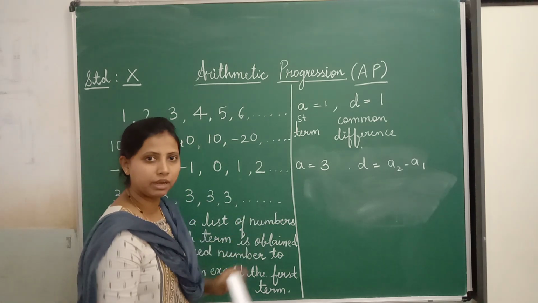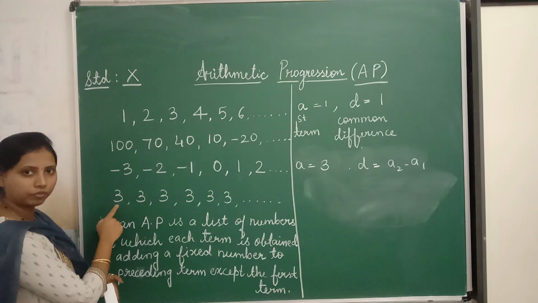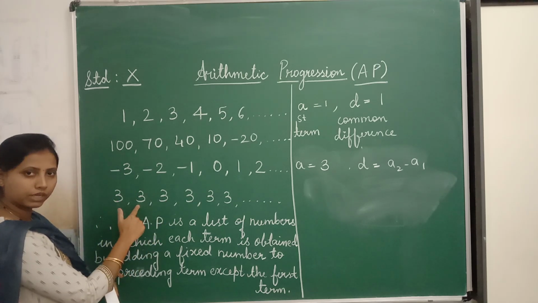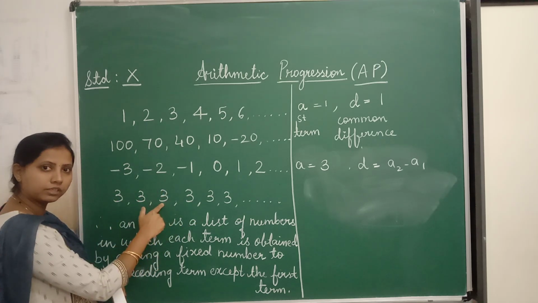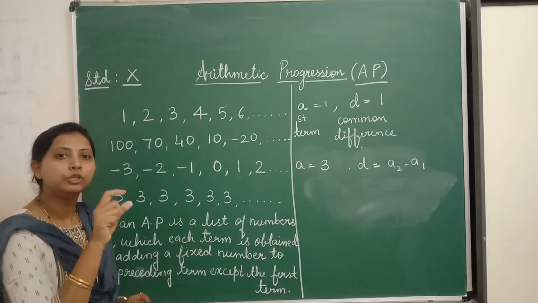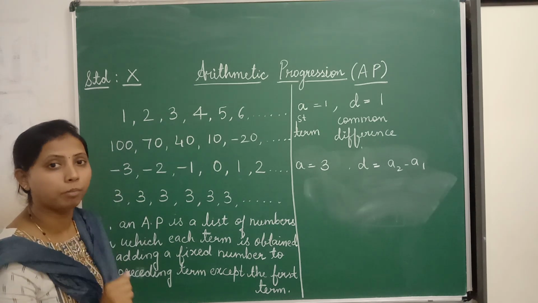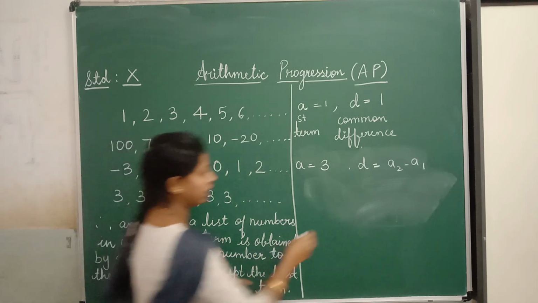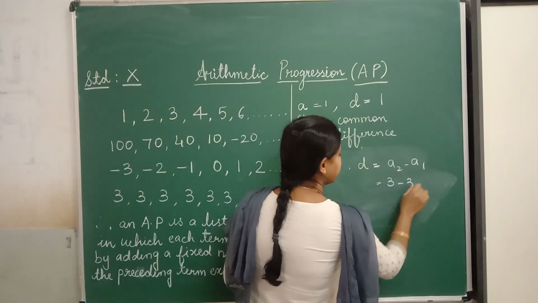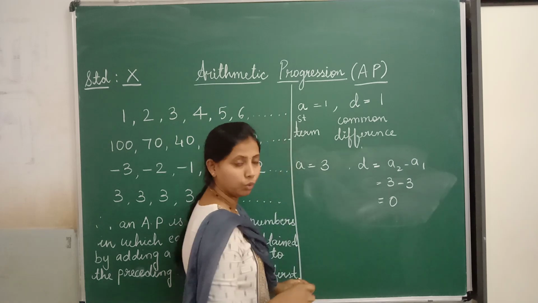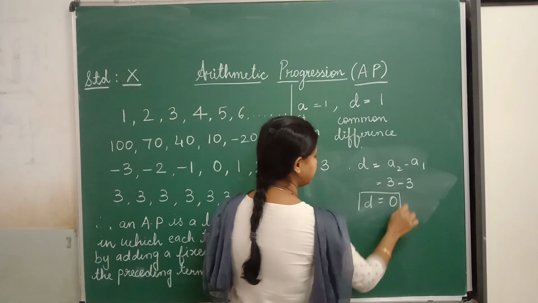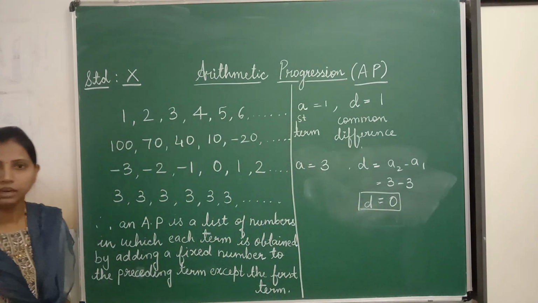So to get the common difference, subtract the first term from the second term, or the first term from the third term, or the first term from the fourth term. Anyhow you subtract, you will get a constant, fixed number that is known as common difference. So 3 minus 3 is nothing but 0. So 0 is the common difference for this particular AP.